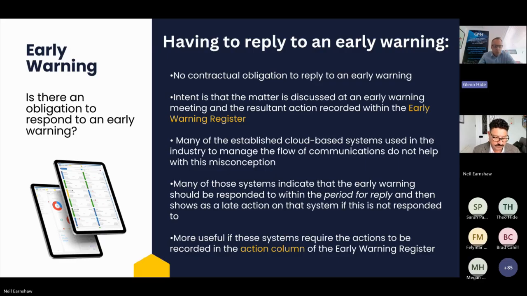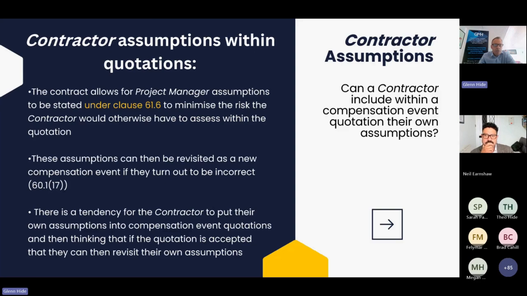Yes, you want the option to respond, because sometimes the response might be all that's needed, but it shouldn't be mandated, and certainly there shouldn't be the system saying you've got an action and it's almost holding against you because you've not responded. So that's good. Yeah, so really common issues there Neil's highlighted with early warnings.